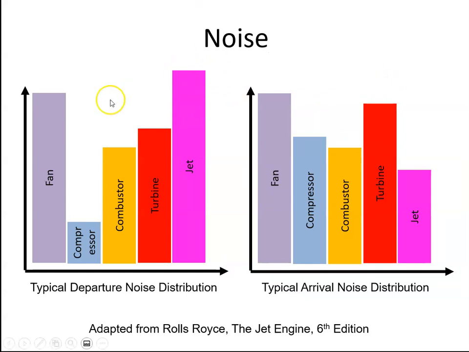Now, we did say that the noise was due to pressure variations, and in the engine there is a variance in pressure throughout the whole length of the engine. So we can see at departure, where we're at a high power setting, the noise is predominantly coming from the jet, or the nozzle. But there's still a significant contribution from the fan. And when we're coming into land, it'll be a low power setting, the fan is the most significant contributor to noise.